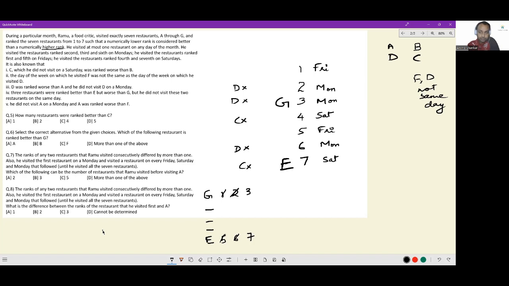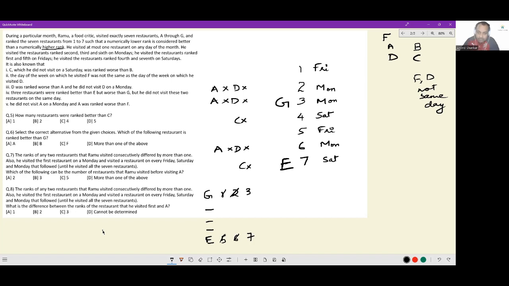Next, he did not visit A on a Monday. So you cannot have A here. This spot A cannot come, although it is redundant now. Already I have everything, and A cannot come here. And A was ranked worse than F. About A, I already know it is ranked better than D, but A was also ranked worse than F. This also I have identified. So FAD and BC, these 2 pieces of information I have.